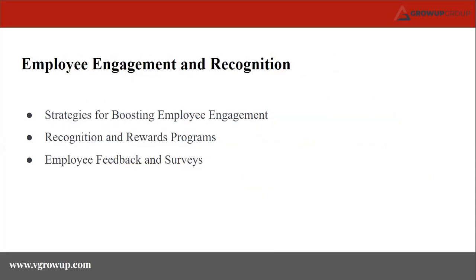And finally, we have employee engagement and recognition. So, strategies for boosting employee engagement. We have certain strategies coming up in the next few months for employee engagement as well. Recognition and rewards programs: we have employee of the month and employee of the quarter for recognition and rewards. And employee feedback and surveys, which are very important for an organization for better improvement, I believe.